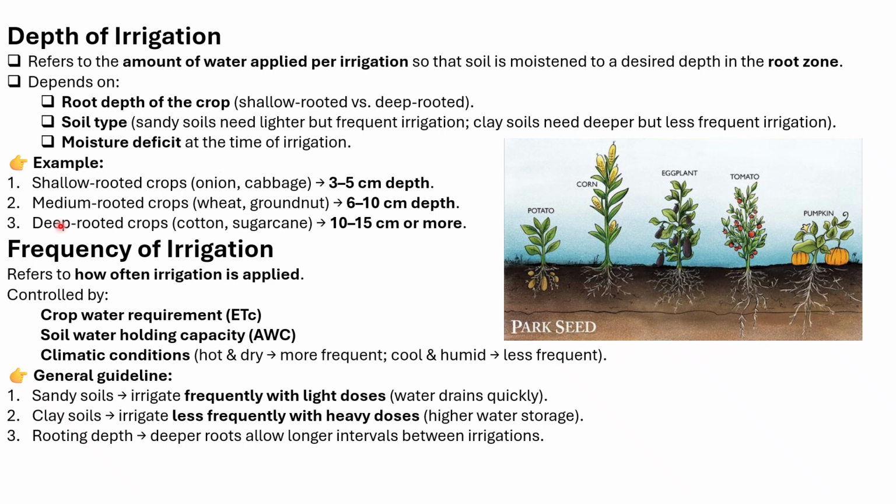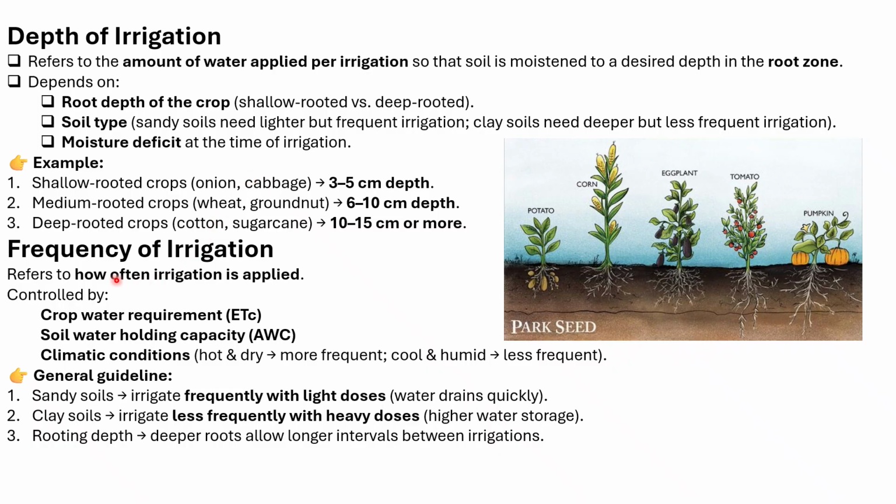As an example, for shallow rooted crops like onion and cabbage, it will require 3 to 5 centimeter depth. For medium rooted crops like wheat and groundnut, it requires 6 to 10 centimeter depth. For deep rooted crops like cotton and sugarcane, 10 to 15 centimeter or more than that. So always match the irrigation depth with the root zone depth.